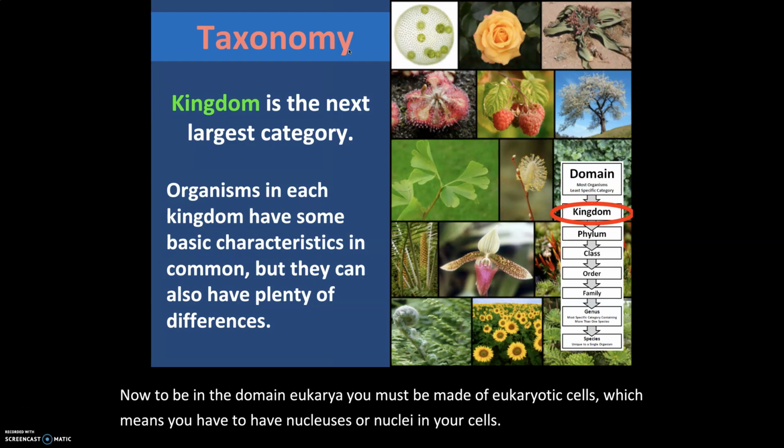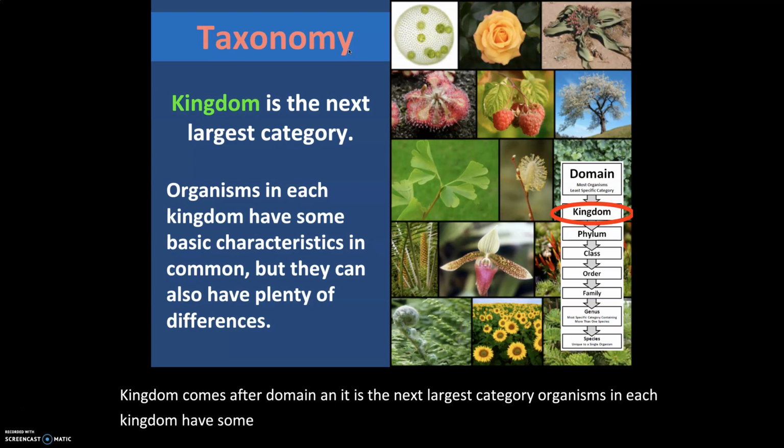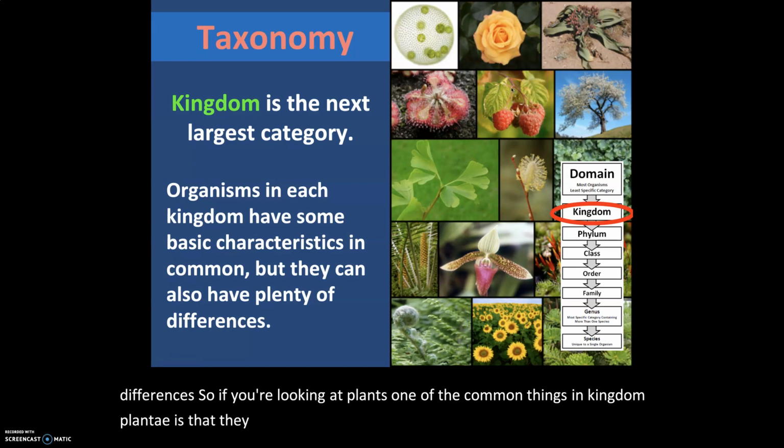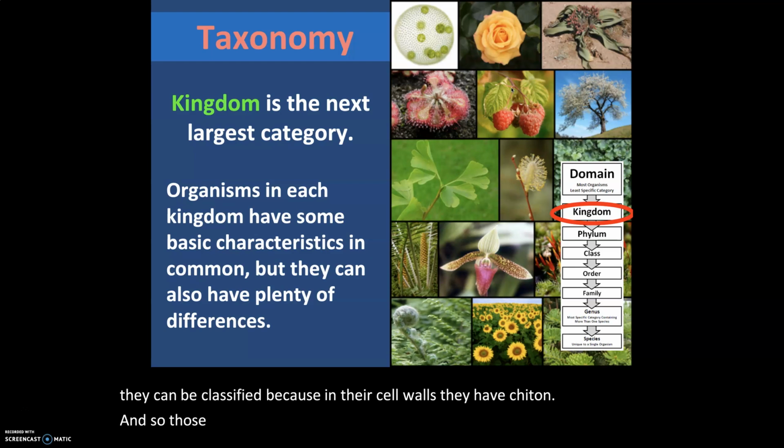Kingdom comes after domain, and it is the next largest category. Organisms in each kingdom have some basic characteristics in common, but they can also have differences. So if you're looking at plants, one of the common things in kingdom Plantae is that they have cellulose in their cell walls. Fungi, mushrooms particularly, they can be classified because in their cell walls they have chitin. And so those are 2 small ways that you can separate fungi and plants.